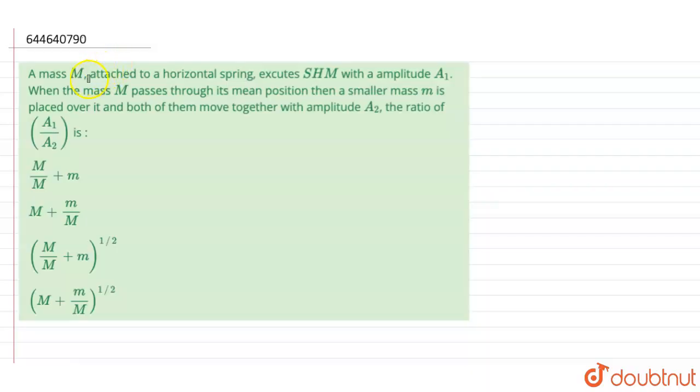Hello. So the question is, the mass M attached to a horizontal spring executes SHM with the amplitude A1. Now, when the mass M passes through the mean position, a smaller mass m is placed over it. Both of them move together with the amplitude A2. Then we have to find the ratio of the amplitudes A1 over A2.